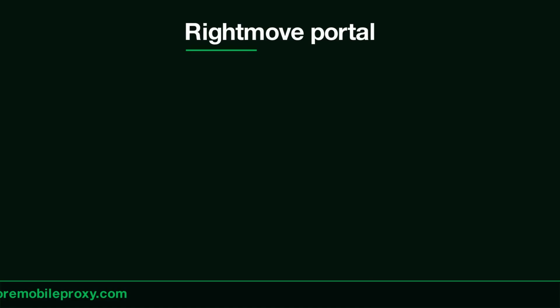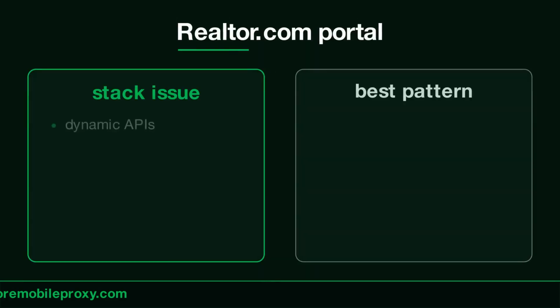Next portal, the stack issue is dynamic APIs and feed variants. Best pattern is separate search discovery from detail fetch. QA rendered against stored output.